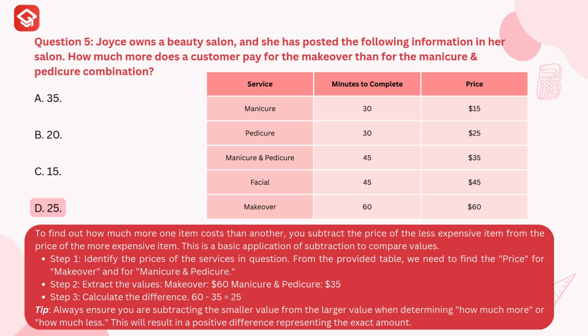Here is a tip. Always subtract the smaller value from the larger value when determining how much more or how much less. This will give you a positive difference representing the exact amount.